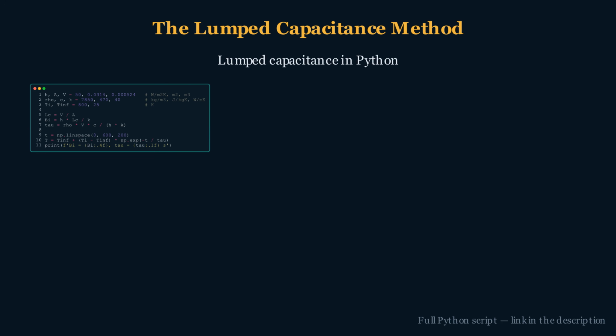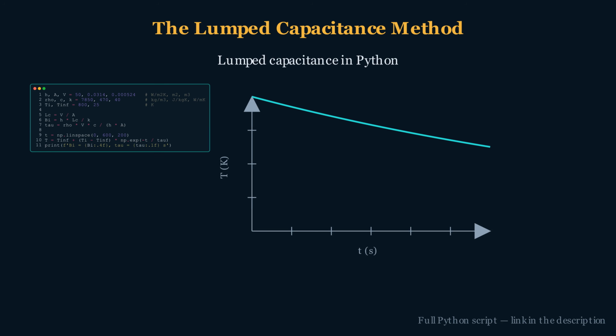In code, compute the characteristic length, the Biot number to check validity, and tau. Then evaluate the exponential decay formula across a NumPy array of time values, one line, no loop needed, since NumPy broadcasts the formula across every element of t at once. The result is the exponential decay we derived, starting at 800 Kelvin, dropping toward the 25-degree ambient, with tau setting the pace.